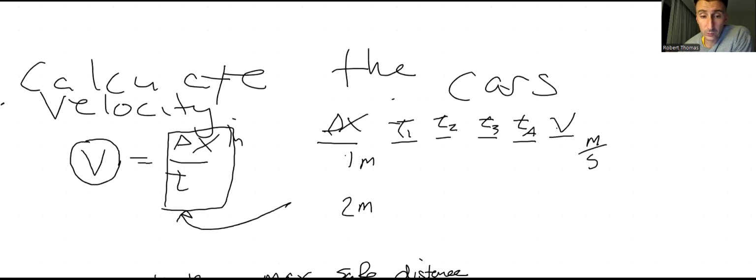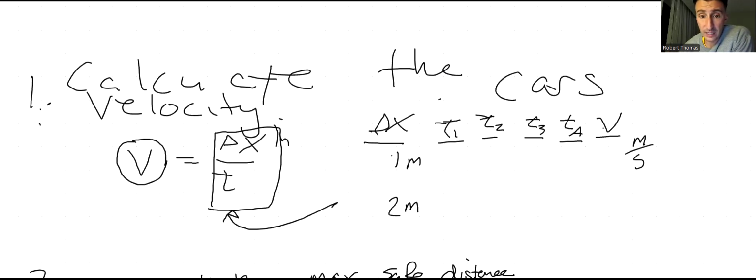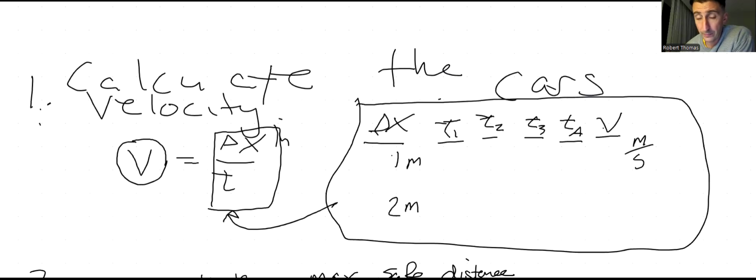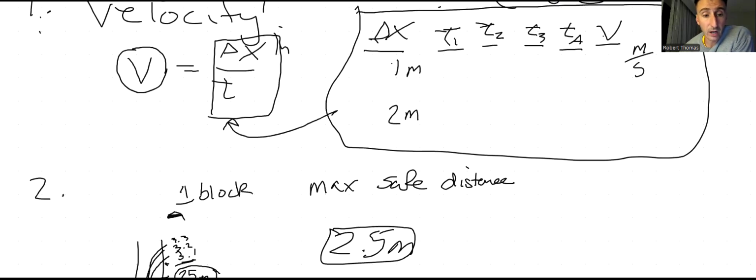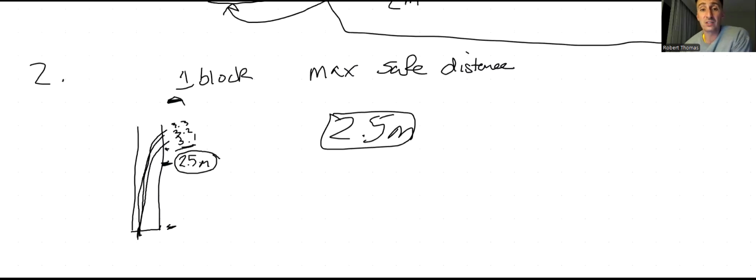So this is our first problem. Calculate the velocity. This is your data table you should be making right here. I made it for you this time because it's our first lab. This will calculate your velocity. Your equation for velocity is right here. Once you're done with that, you're going to go down here and figure out the maximum safe distance your car can go without running into the side.